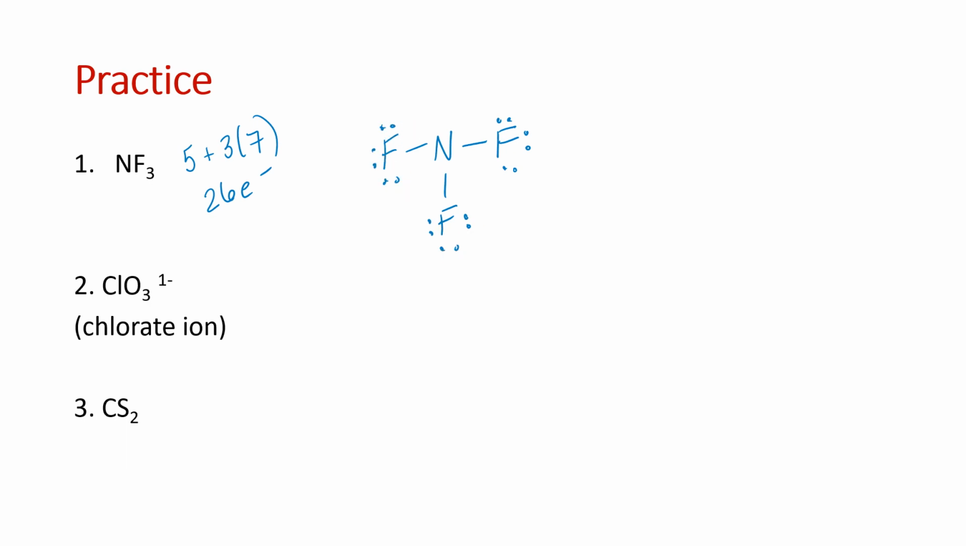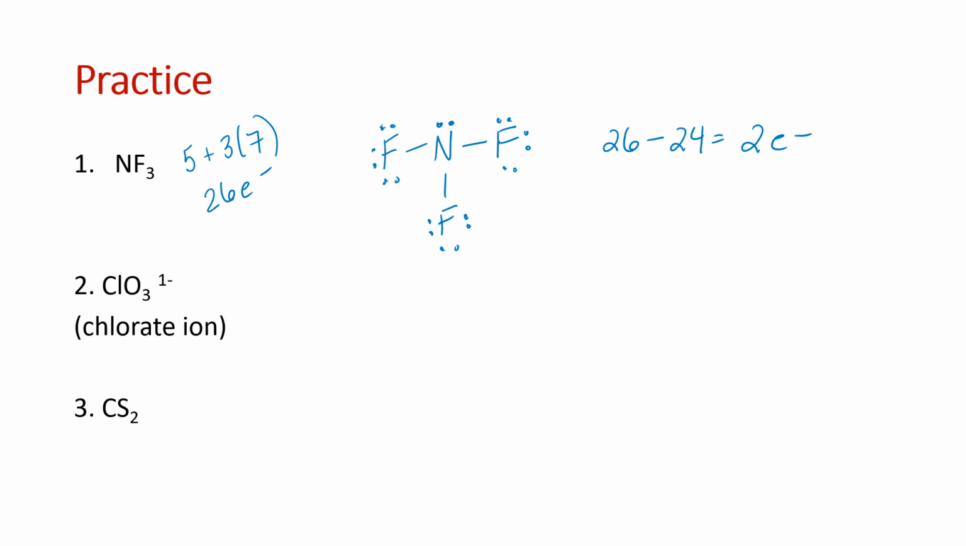And then I'm going to stop and count and see how many electrons I've used up. So I had 26 electrons, and I've used up 8 plus 8 plus 8. I've used up 24 electrons. So that means I have 2 electrons left.